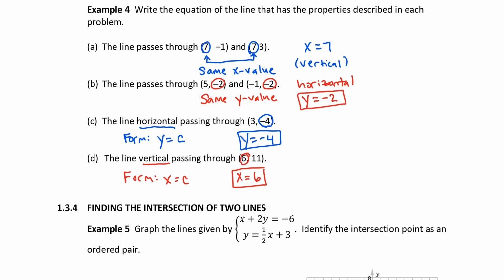So make sure that you memorize horizontal lines have the form y equal to a constant, and vertical lines have the form x equal to a constant.